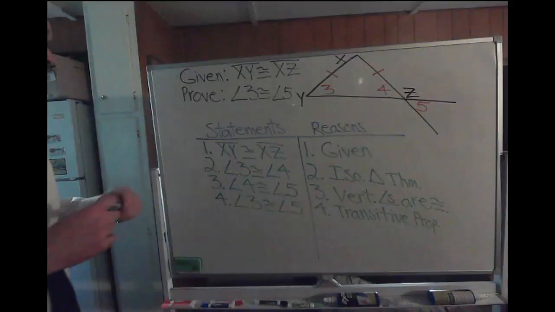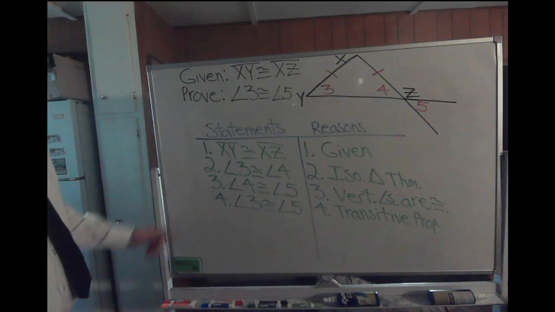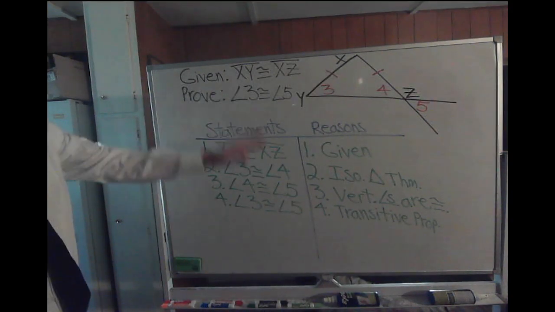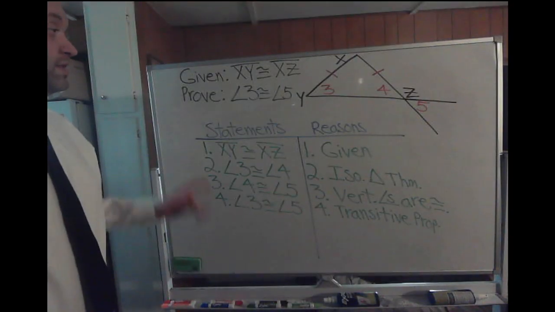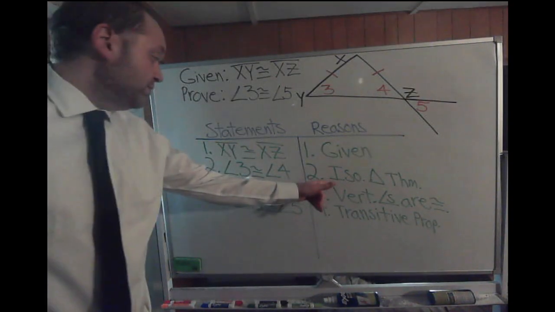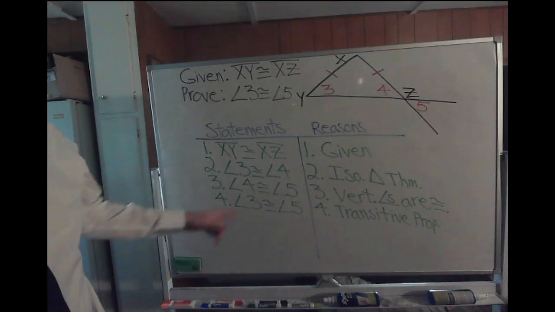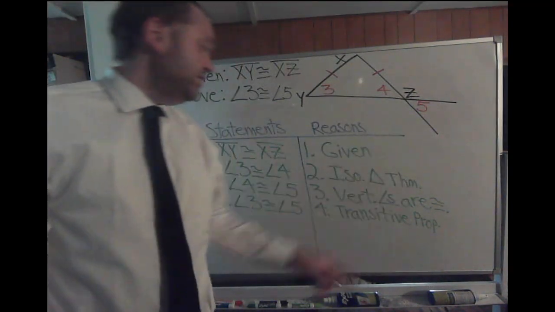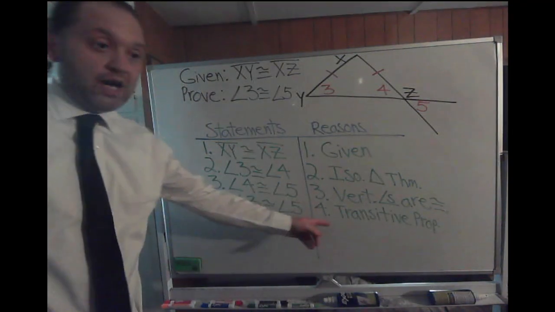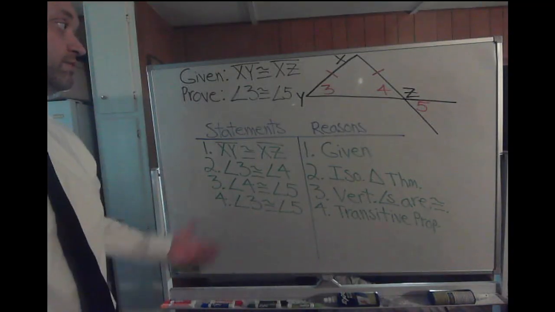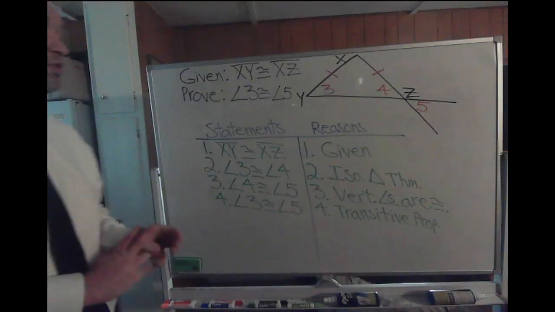Okay, so let's go through this proof real quick. This one was really a piece of cake. Start out with the given information that XY is congruent to XZ. That's given. Then that means by the isosceles triangle theorem that angle 3 is congruent to angle 4. And then we could say angle 4 is congruent to angle 5 by vertical angles are congruent. And then finally, by the transitive property, we can say angle 3 is congruent to angle 5. So there wasn't really much to that one. It was a simple 4-step proof.